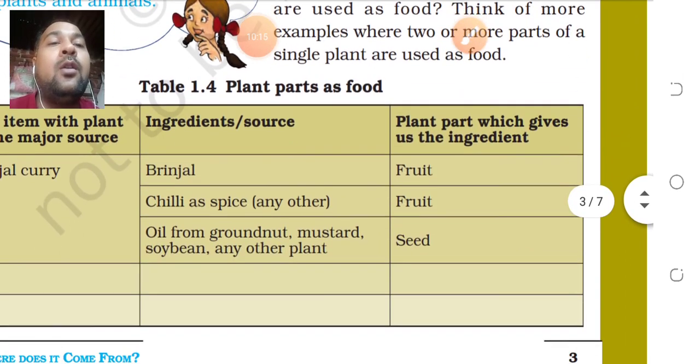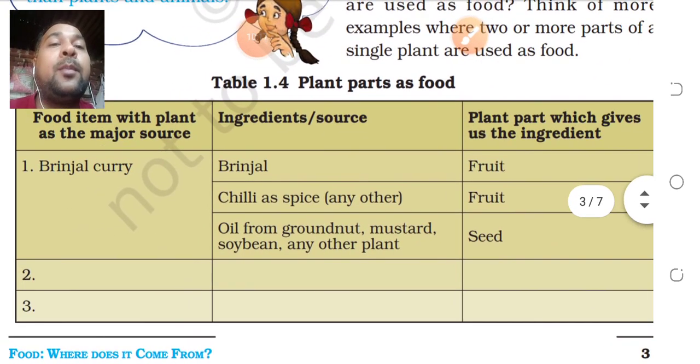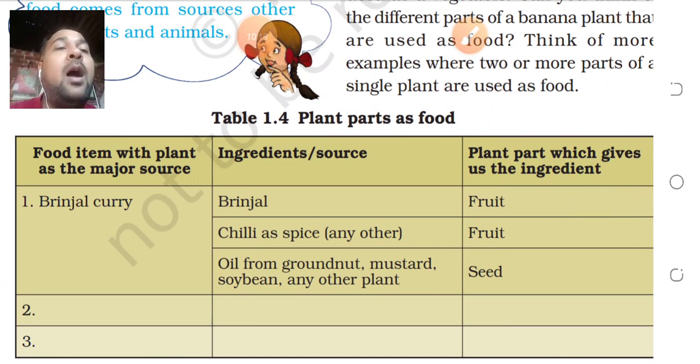Now we will go on another topic. Plant parts as food. Food items with plant as the major source. Brinjal curry, what ingredients we use? Brinjal, chili as a spice, oil from groundnut, mustard, soybean, and another plant part which gives us the ingredient. Brinjal, the fruit part of that plant. Chili also fruit, and oil from groundnut. So oil, where are we getting it from? Seed.